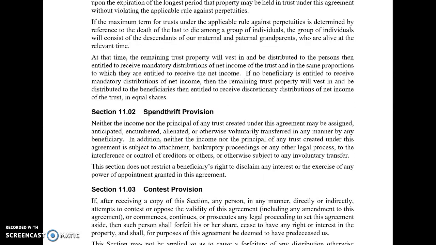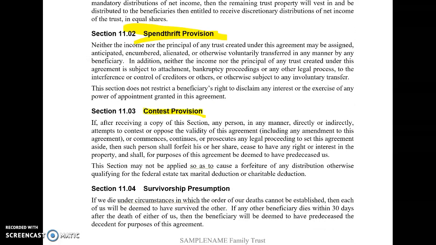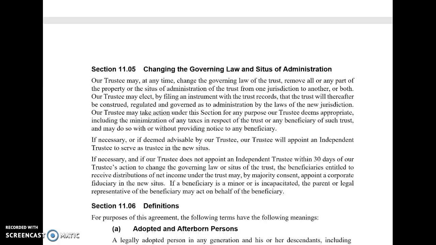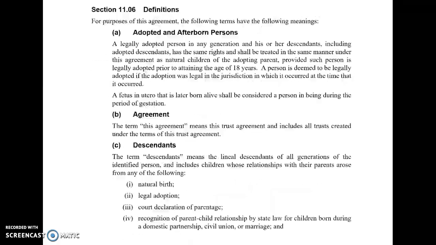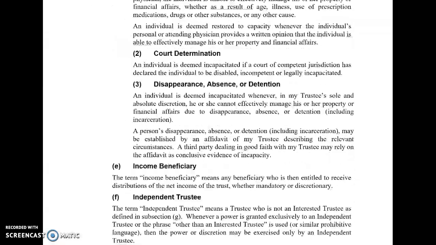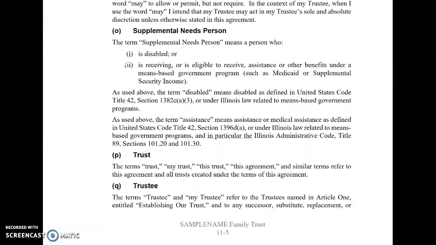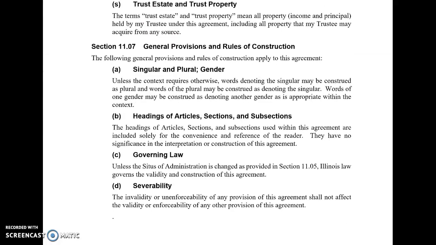Then we get to general provisions. Basically, the spendthrift provision is giving us asset protection for the next generation. The no contest provision says, hey, dad loved me more, I should get more, I'm going to sue you to change the terms. If you do that, you get zero. Now we follow up with just basically definitions of items and words that may have come up along the way here.